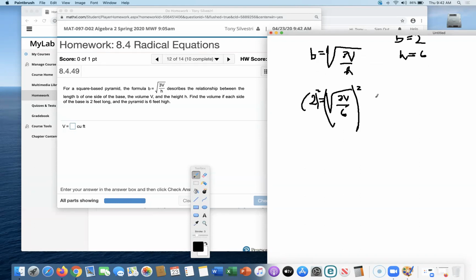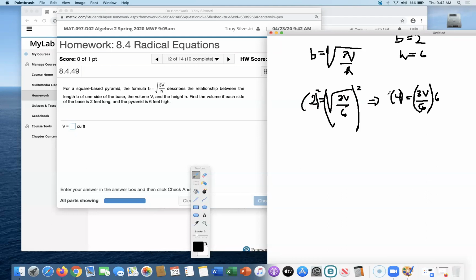And that gives me, I'm going to go in this direction, that gives me 4 equals 3V over 6. And now you can do this problem, not a problem, because you've done this. Here, you take the point of view of V. V is being divided by 6, right? The opposite of dividing by 6 is multiplying. So you always do the opposite.